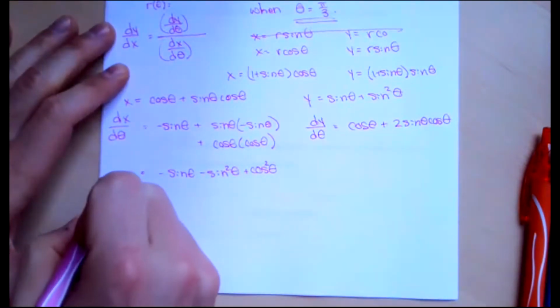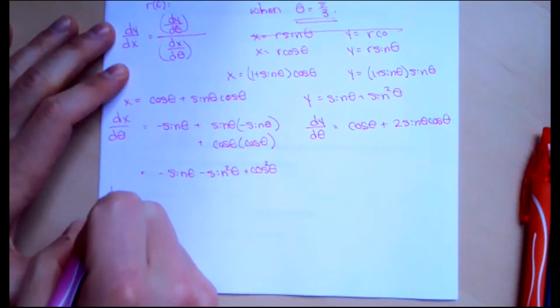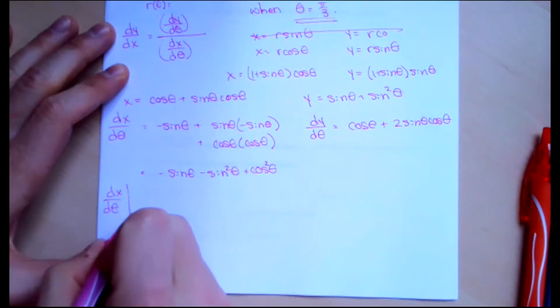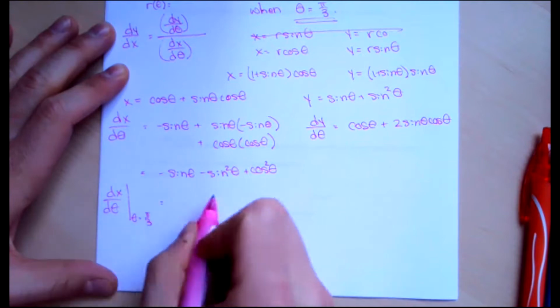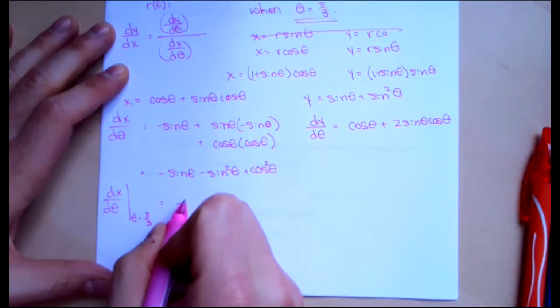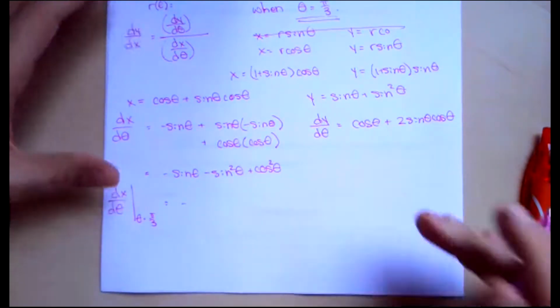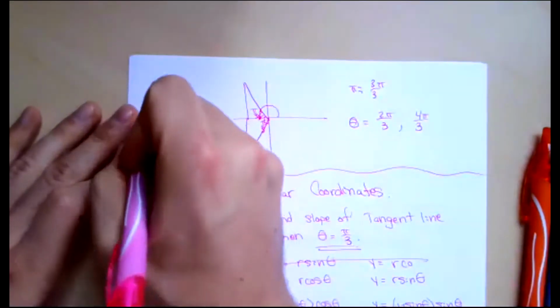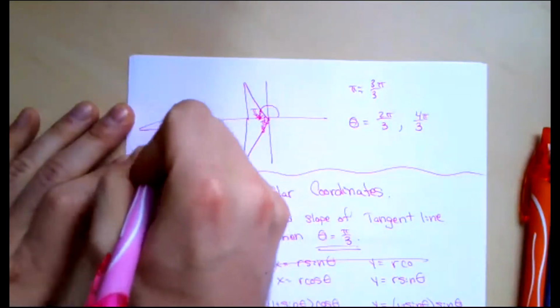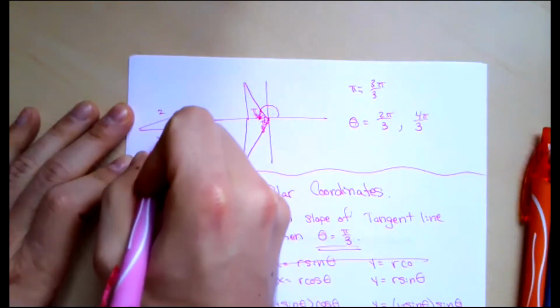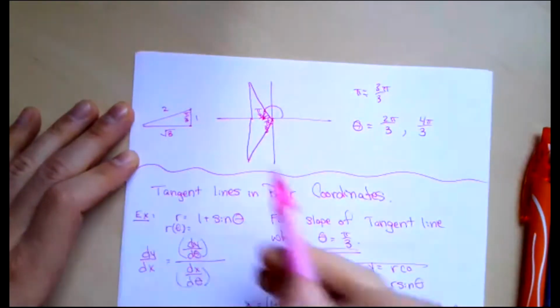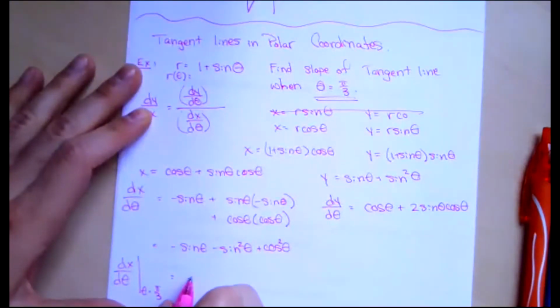So our dx/dθ evaluated at pi over 3. What do we get? So we get minus sine of pi over 3. And again, always keep your reference triangles handy. Pi over 3 is the bigger one. Our ratio is 1, 2, square root of 3. Sine is root 3 over 2.